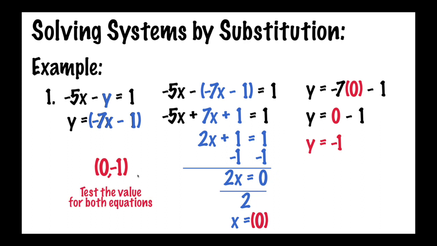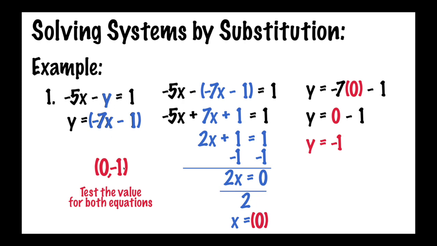Now I do want to test the value for both equations before saying that this is for sure my answer. So if I plug in a 0 for x here, and I plug in a negative 1 for y here, this is going to turn into a 0. This will be a negative 1, which is a positive 1. So I'm getting 1 is equal to 1, which is a true statement. So it checks out with the top equation.